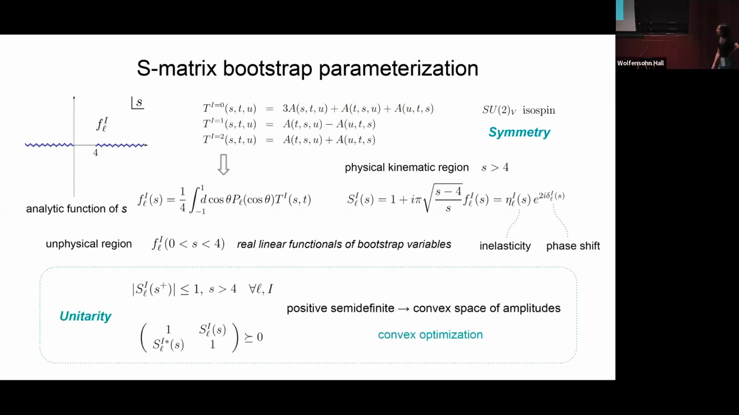So the unitarity constraint then requires that the modulus of S is smaller than or equal to 1 for physical values of Mandelstam S, any angular momentum and isospin. And notice that this can be written as a positive semi-definite matrix like this. And since the space of positive semi-definite matrices is a convex space, the unitarity constraint defines the convex space of allowed scattering amplitudes, which allows us to use the powerful tool of convex optimization to study scattering amplitudes.